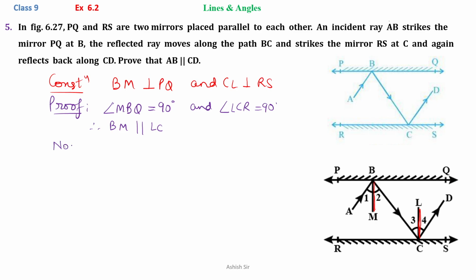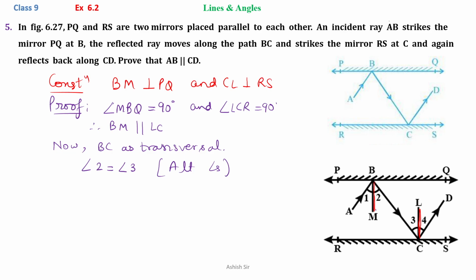Now we can take BC as transversal. Now if BC is transversal, we can write that angle 2 will be equal to angle 3. They are forming alternate angles, as we have already shown that BM is parallel to LC, so angle 2 will be equal to angle 3.